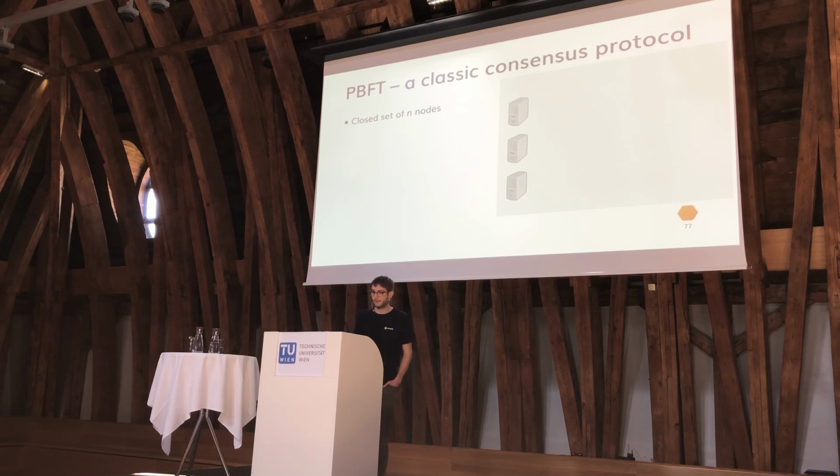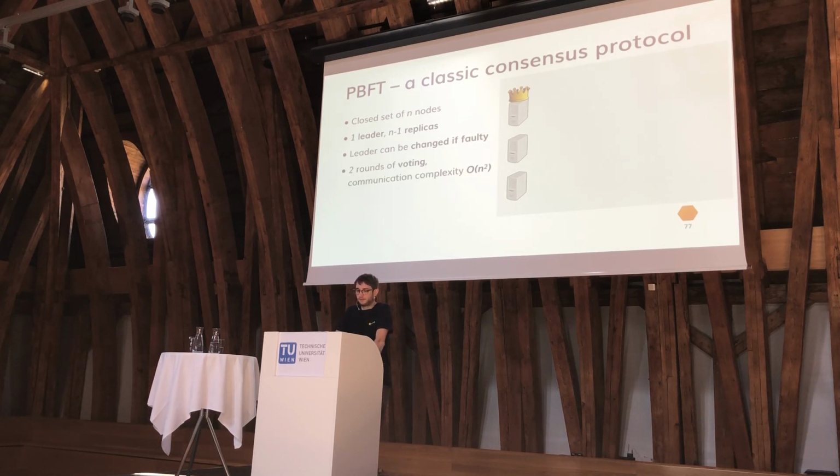So let's talk about PBFT again. In PBFT, a classical consensus protocol, we have a closed set of n nodes. In this case, we have 3 nodes. And in PBFT we have one leader, and all of the other nodes are called replicas. Of course, the leader can be malicious or faulty, and in that case we can change the leader. That's the main idea. Now, to accept a new state in PBFT, there are 2 rounds of voting. The communication complexity is quadratic, and you can see that in a moment.